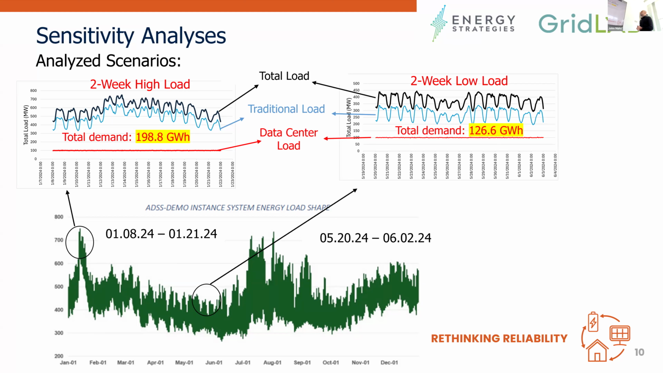The other scenario is the 2-week low load, which is the last 2 weeks of May 2024. Again, you can see the load profiles there. The total demand for the low load scenario is 126 gigawatt hours, and for the high load scenario it is around 200 gigawatt hours. For the high load scenario, the load changes from 350 to even more than 700 megawatts, but for the low load scenario, it is consistently changing between 200 megawatts and about 350 megawatts.